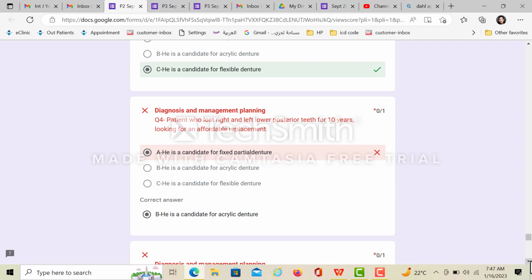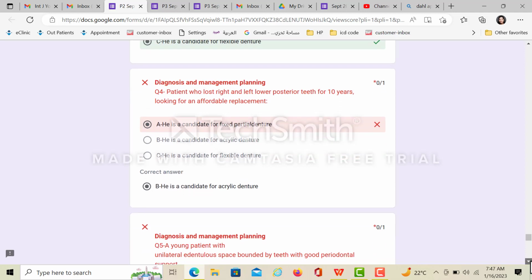Do you see that almost all the options are the same in all the questions? Fixed denture, implant, acrylic, flexible. But because they change the question, your answer changes. This is how you're supposed to analyze each and every ADC question.